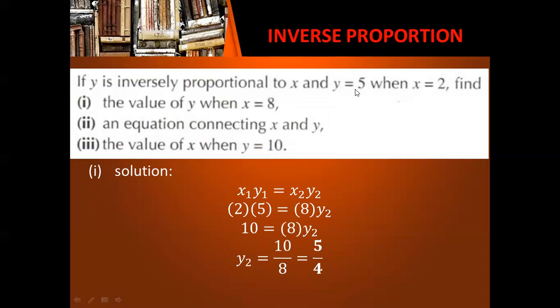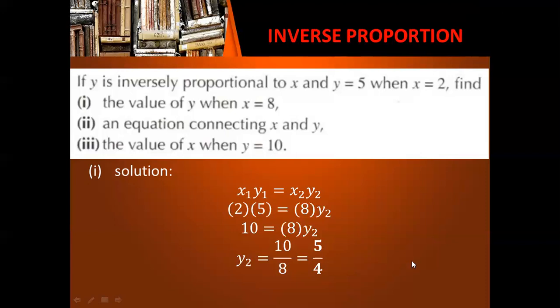For y, the initial value was 5. The second value was 5 over 4. And there was a decrease in the value of y. So it's consistent with the idea of inverse proportion. As x increases, the y value decreases.